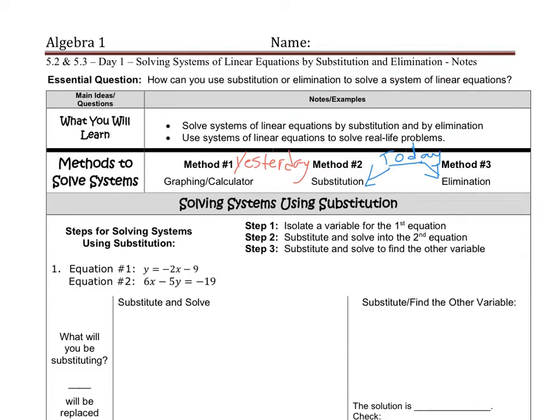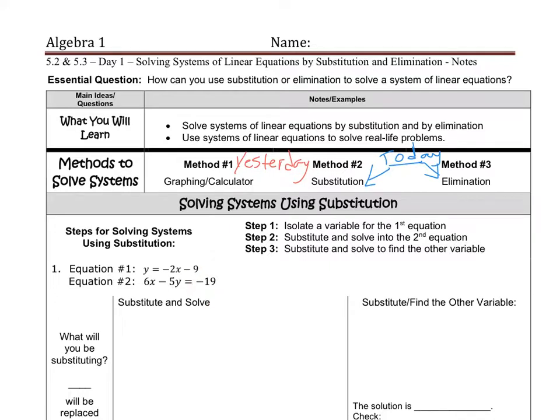We started exploring systems of equations yesterday, and we were solving them by looking at graphs or using the calculator. Today we're going to look at systems of equations and two other methods to solve them. We're going to look at a method called substitution, and the other one's called elimination. And the reason we show you three different methods is it depends on what they give you for the system.